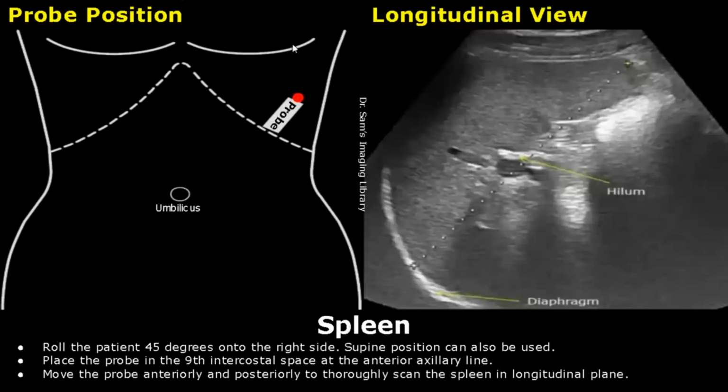When you place the probe through the rib space, this image will be formed. Below here is the diaphragm and this is the spleen. Right here is the hilum. Move the probe anteriorly and posteriorly to thoroughly scan the spleen in longitudinal plane.